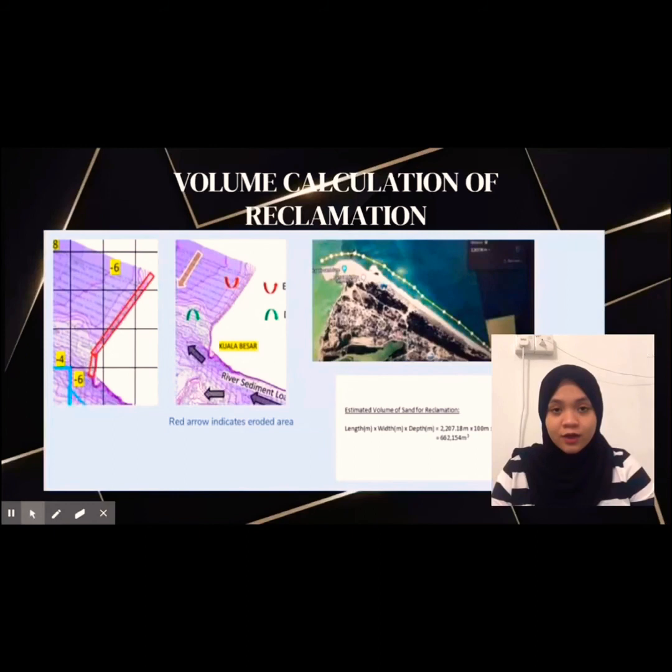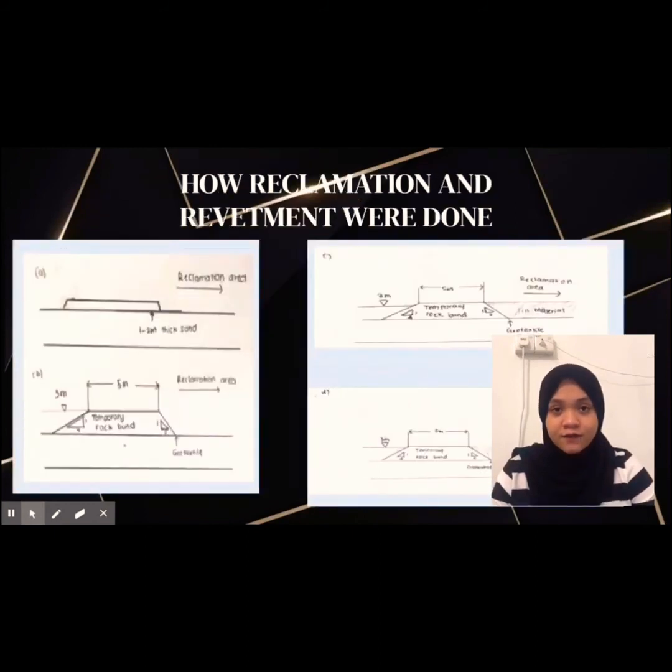Next, how reclamation and revetment were done is, firstly, place a layer of sand 1 to 2 meters thick over the footprint of the proposed rock bund. Second, construct a rock bund on top of the sand layer using core rock material for the permanent revetment. A layer of geotextile is placed on the slope facing the reclamation area. The rocks will be delivered by barges and placed by a long-reach excavator operating from a barge. The initial layer of sand is expected to settle and mix with the existing seabed material.